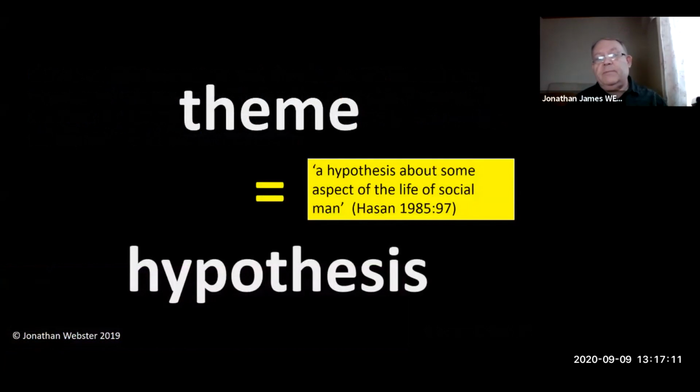In other words, what is theme in the sense that Hasan is speaking about it? Theme is the hypothesis.